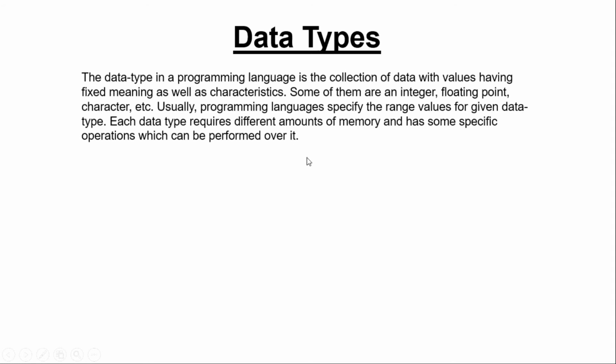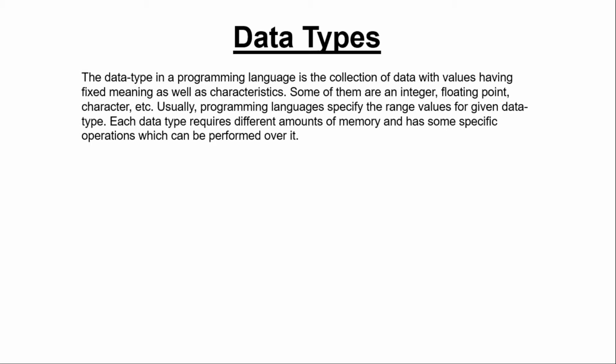In this video we learn about the data types. Let's get started. Data types. The data type in a programming language is a collection of data with values having fixed meaning as well as characteristics. Some of them are integer, floating point, characters, etc. Here are the different data types, with names like integer, float, characters, and many others. We will see them in this video.